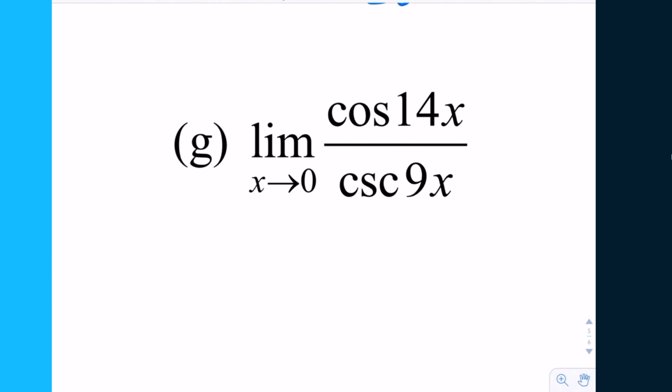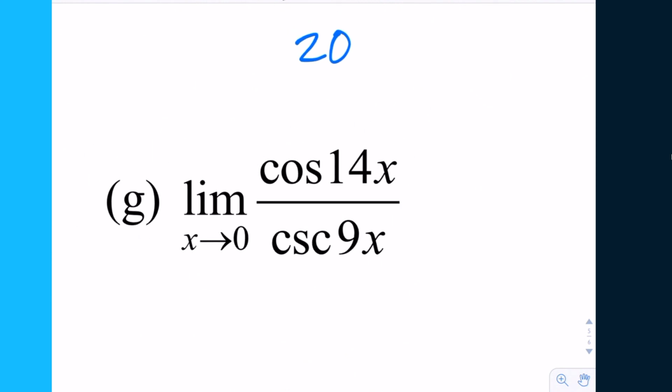Good. All right. What's cosine of 0? 1. Oh, is that going to be an indeterminate form? No, because it's either 0 over 0, or infinity over infinity. So I think we're going to get an answer. What's cosecant of 0? Is it 0? It's D and E because it's some type of infinity. So we get 1 over plus or minus infinity. It approaches what? 0. Very good.